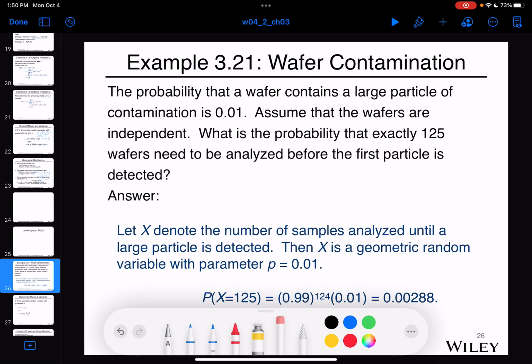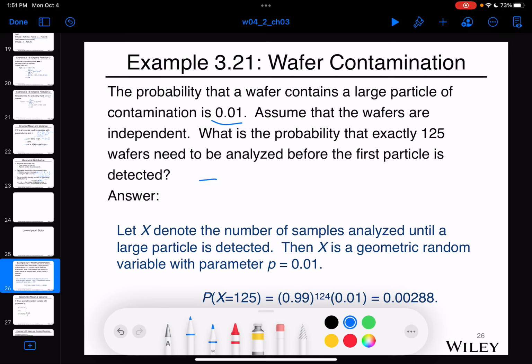So let's look at another example. The probability that a wafer contains a large particle of contamination is 0.01. Assume that the wafers are independent. What's the probability that exactly 125 wafers need to be analyzed before the first particle is detected, right? So again, let's say we want to analyze the particles that have some failure. So we will stop testing them until we find the first wafer that has some contamination, right?